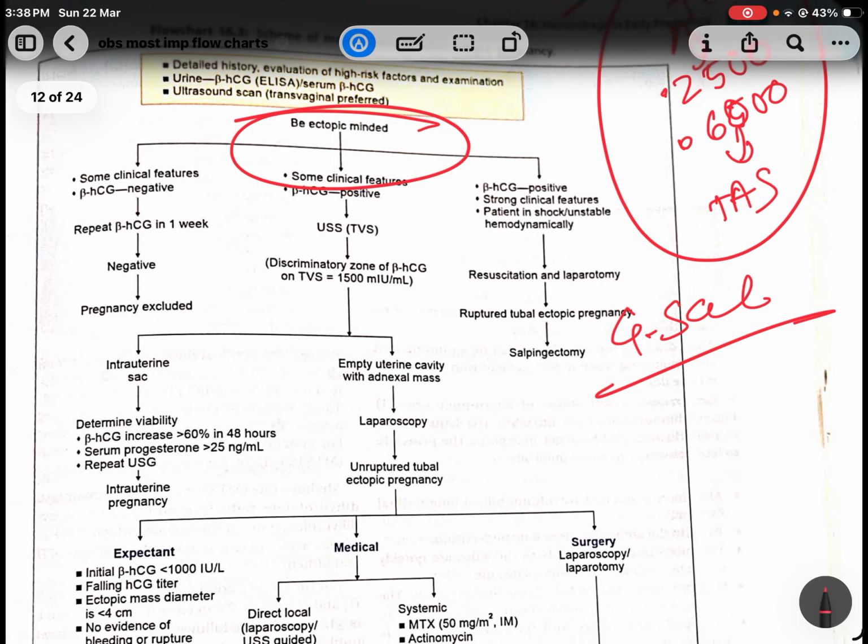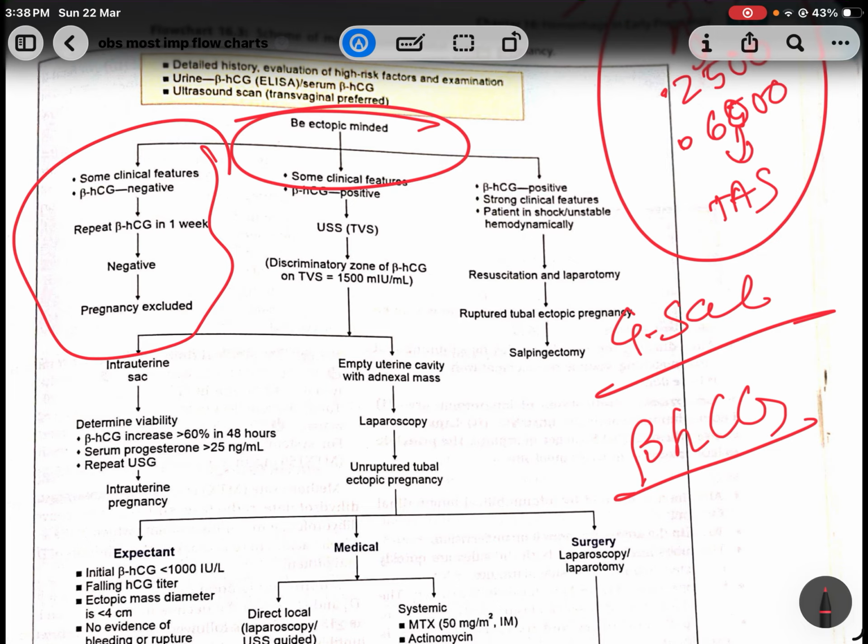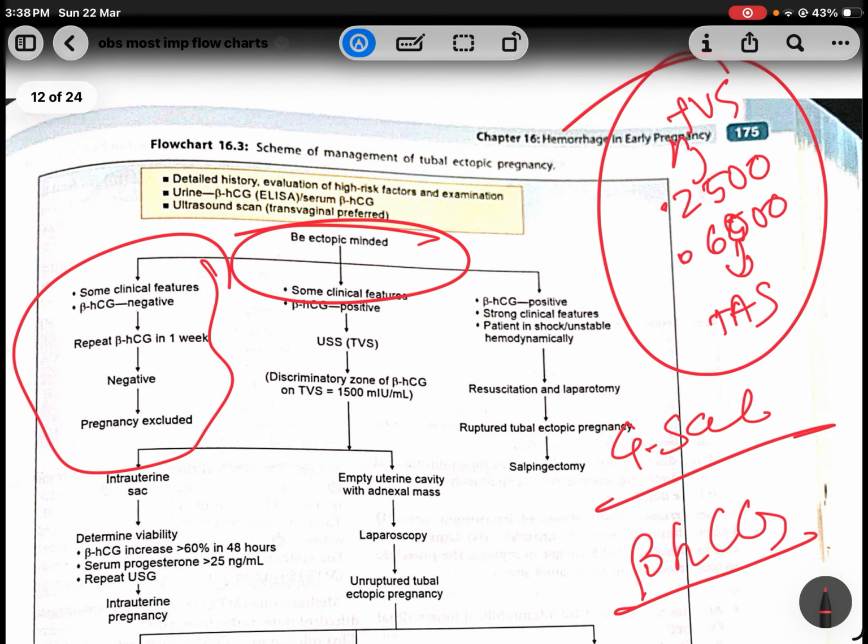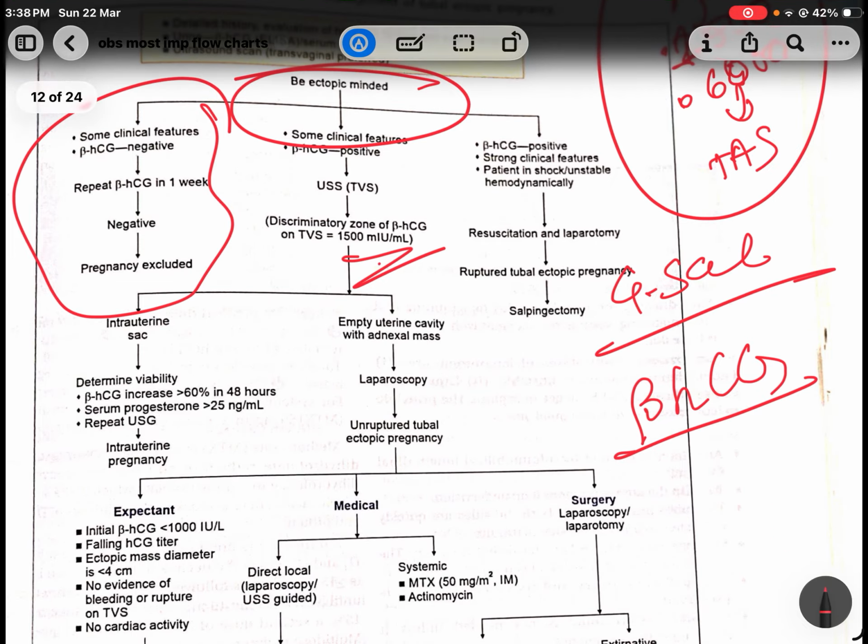These two numbers, but then how do you monitor the beta HCG? So based on your beta HCG monitoring, and these two numbers, you determine the flowchart. So again, based on that, if it's negative, then there's nothing. Then if there are some clinical features, then again, if it's 1500 to 2000, I'm sorry. Okay, so if you are not seeing the intrauterine sac, but if it's visible, then it's a normal pregnancy.